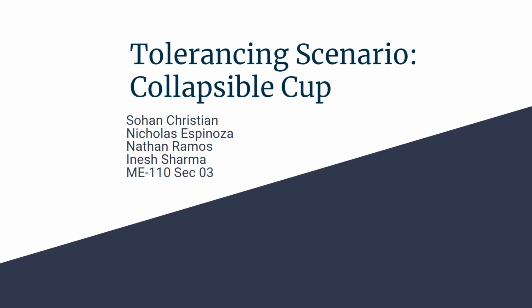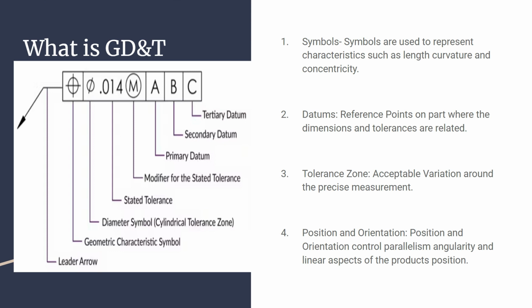Hello everyone. For our tolerancing scenario, we chose the collapsible cup project. So what is GD&T? There are four parts: the symbols, datums, tolerance zone, and position orientation.